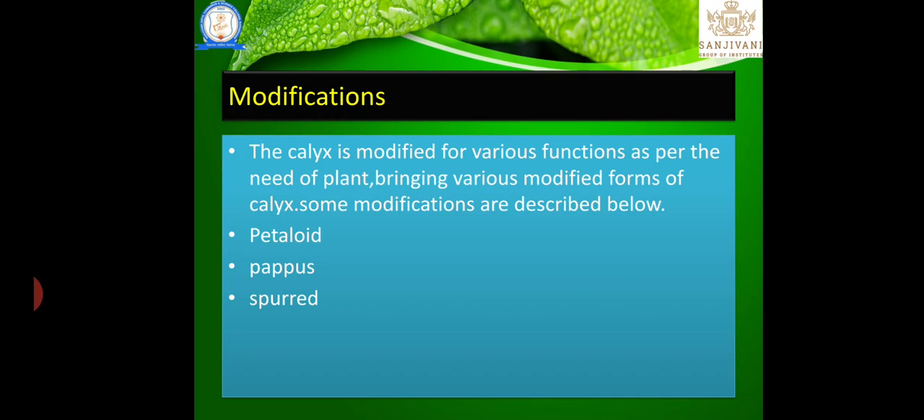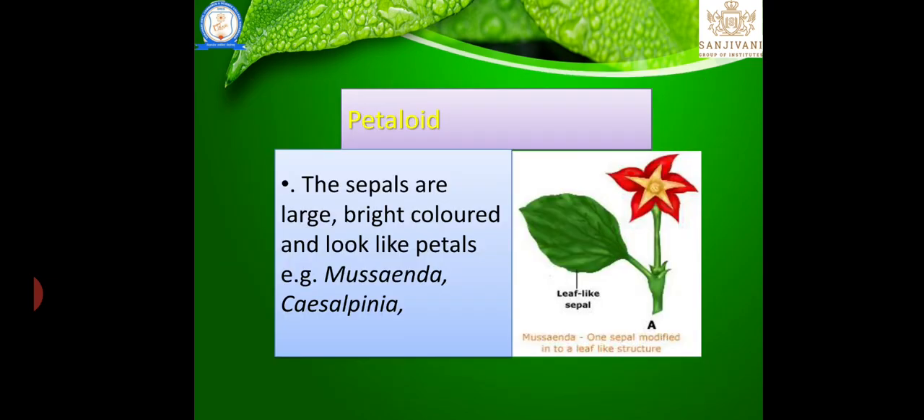Modification of sepals: petaloid, pappus, and spur. What is petaloid? The sepals are large and bright in color, looking like petals. Hence, they are known as petaloid sepals.